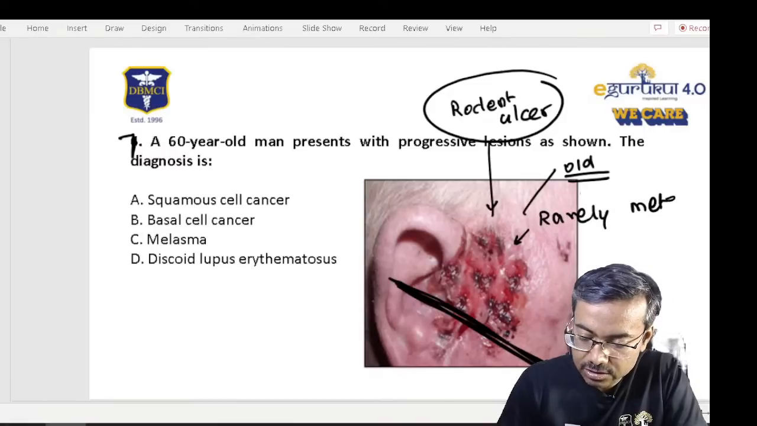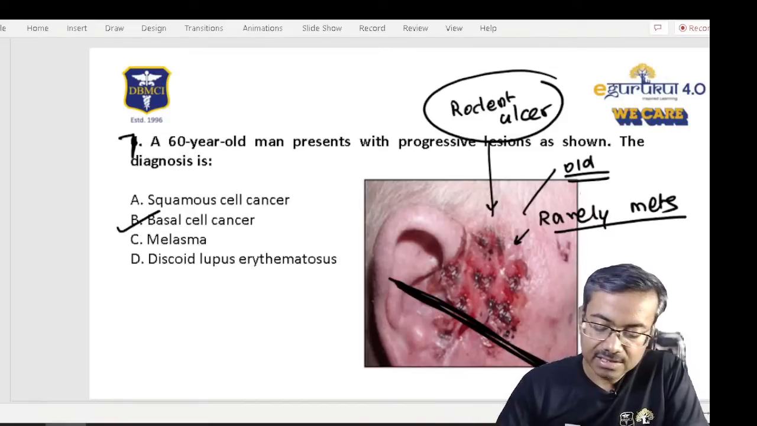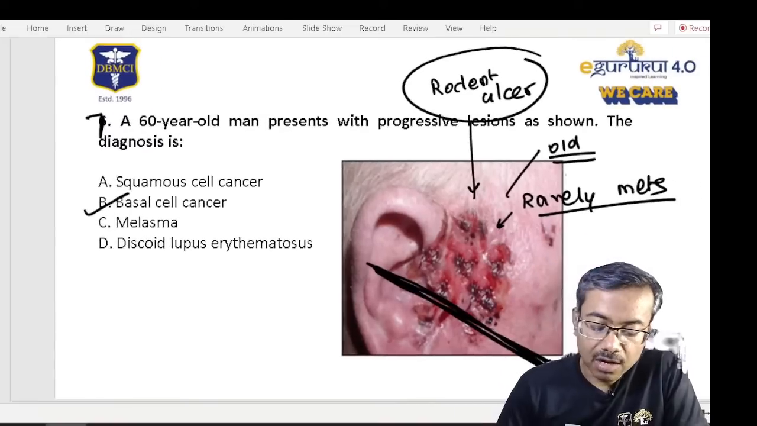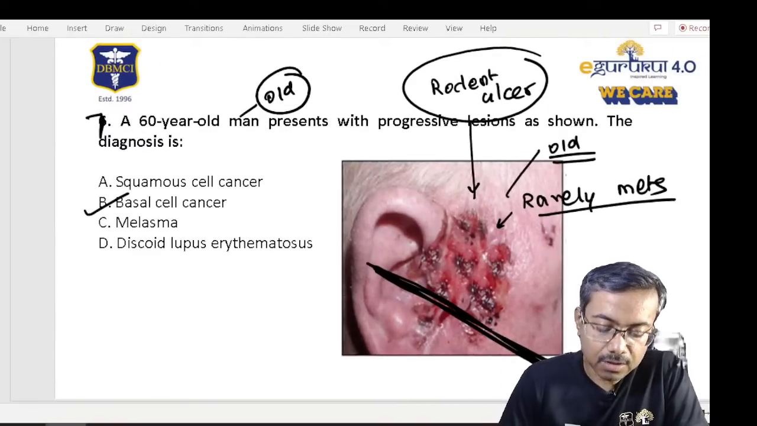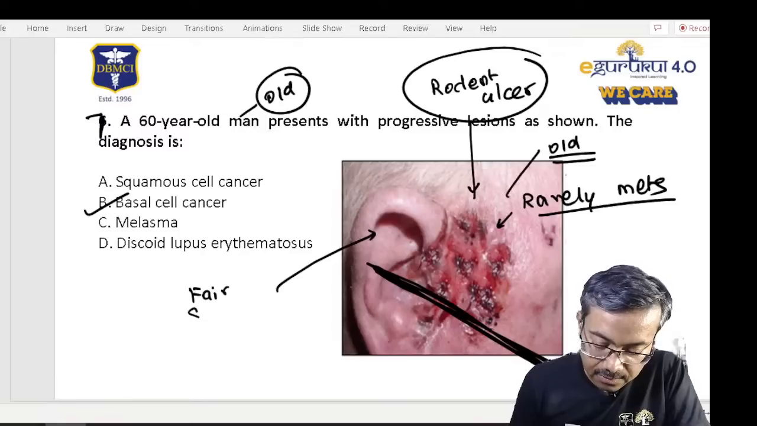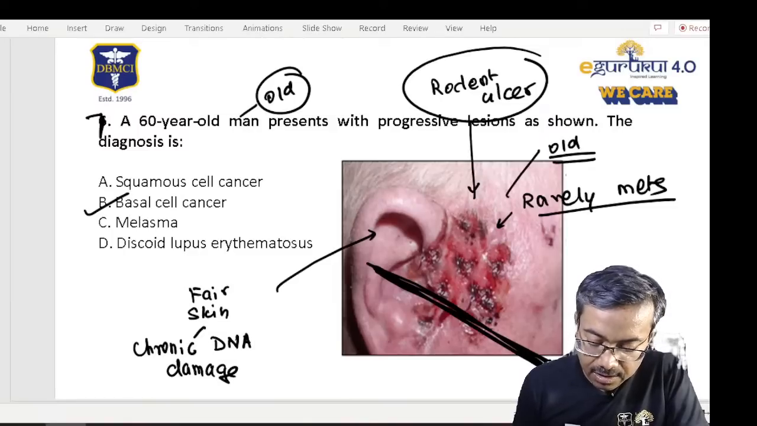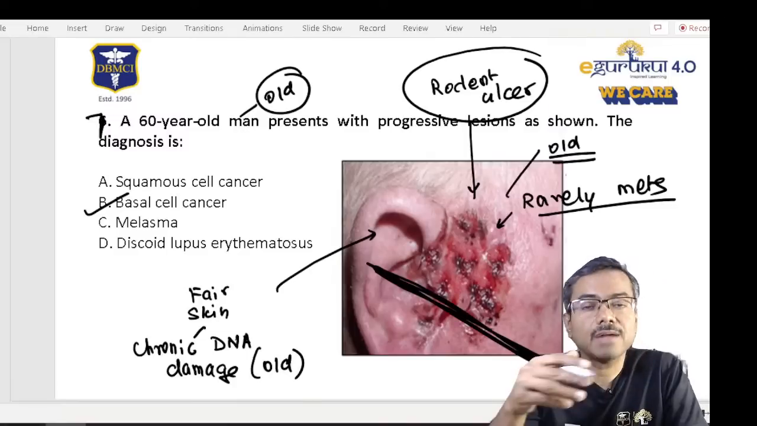So that's again a question. You don't have metastasis for this. This is basically basal cell cancer. Old people get this. And you can even see the fair skin. Can you appreciate the fair skin? Fair skin has what we call chronic DNA damage. So it takes time. That's why these people are old by the time they get the disease.